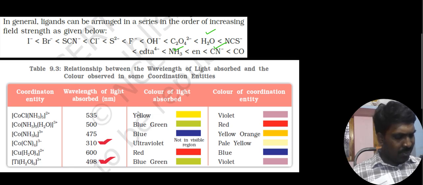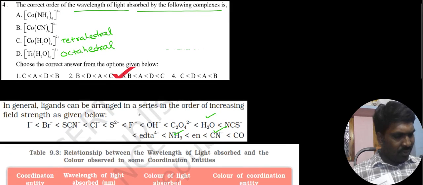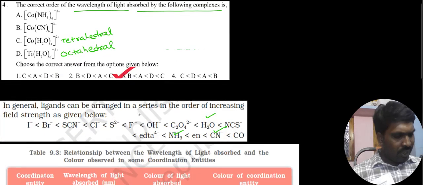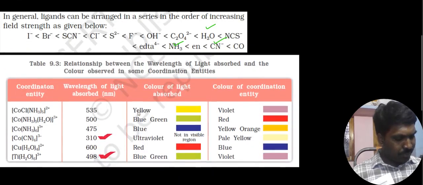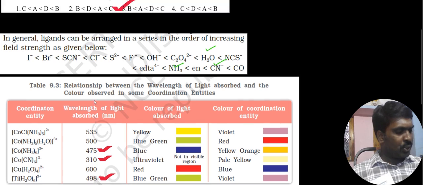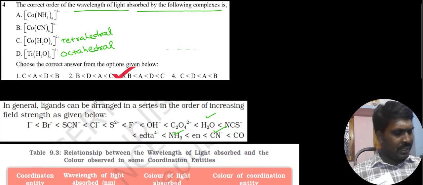[Co(CN)6]3- 310, and [Co(NH3)6]3+ 475. Then [Ti(H2O)6]3+ is greater than [Co(NH3)6]3+, which is greater than [Co(CN)6]3-. This data also can help us. Okay, so here option 3 is the right answer.